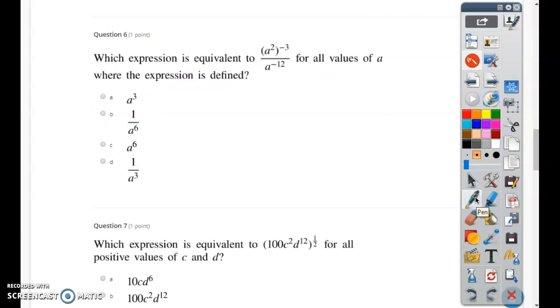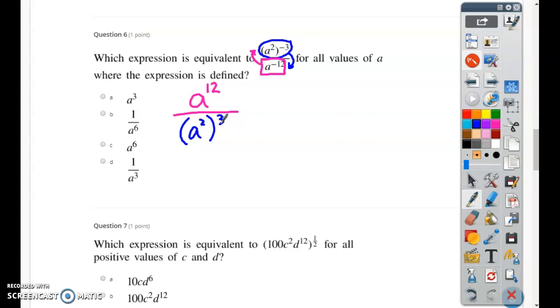This one's pretty easy. This whole thing is going to move to the bottom. And this is going to move to the top. So they're going to flip because it's a negative exponent and a negative exponent. So I'm going to change them. So write this down. On top I have a to the positive 12. And on bottom I have a squared to the positive 3.